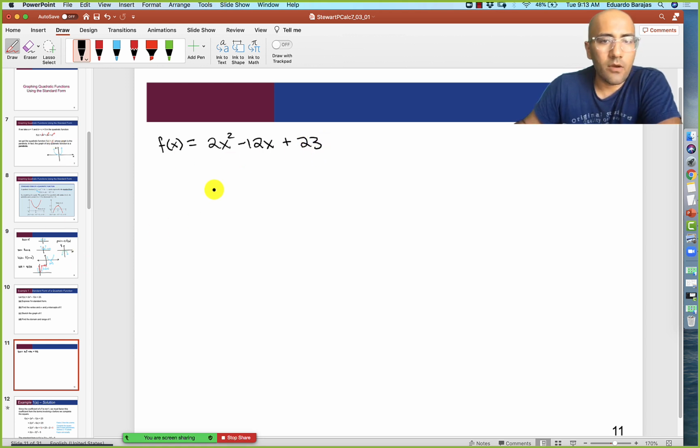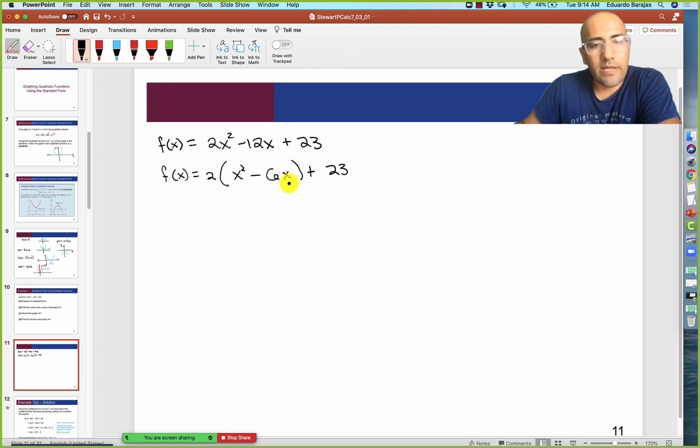Okay. All right, so the first thing we want to do is factor out whatever constant is in front of the x squared. We need that to be a 1. So step number 1 is going to be to factor out that 2. 2 parentheses x squared minus 6x plus 23. You don't have to factor out that last constant since it's an even number, so it doesn't really matter.